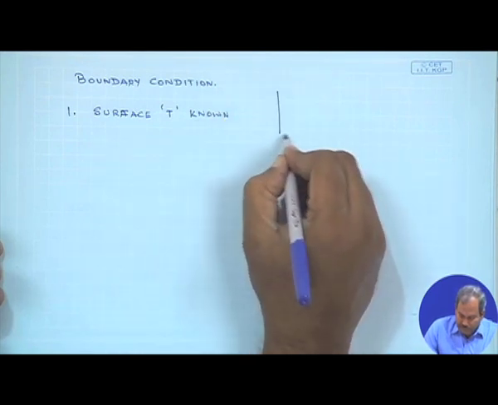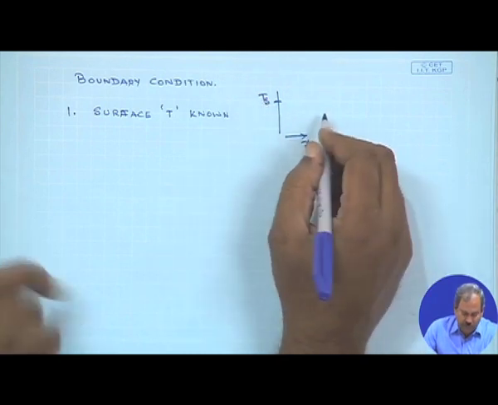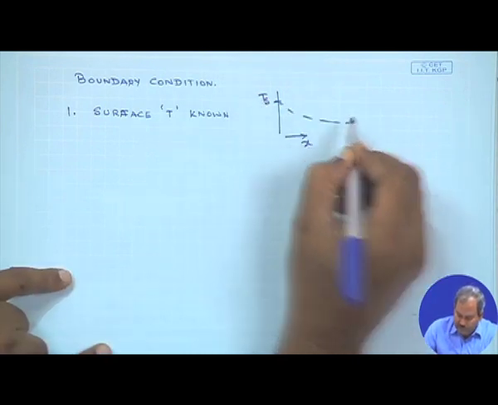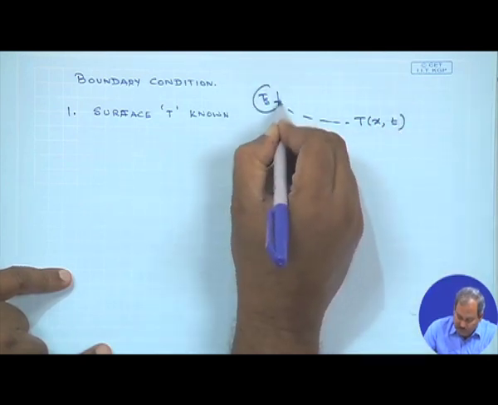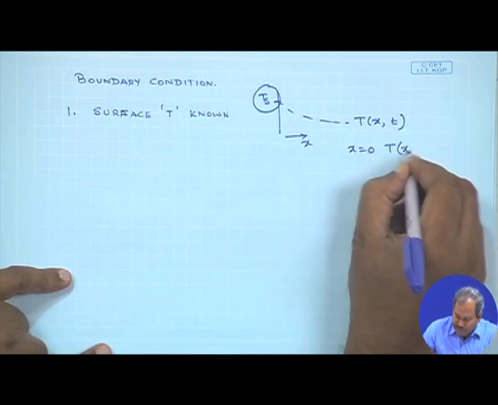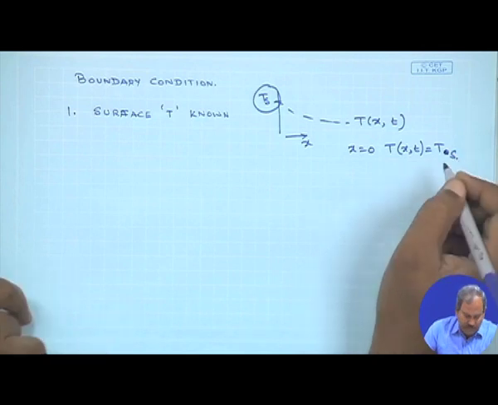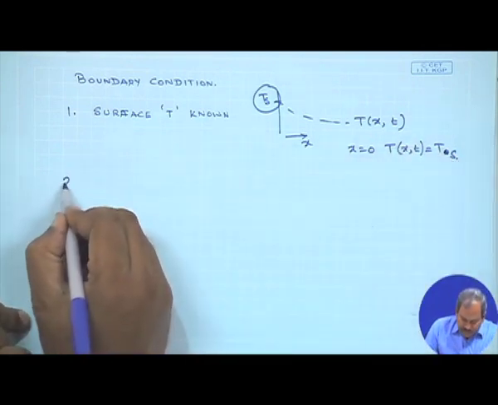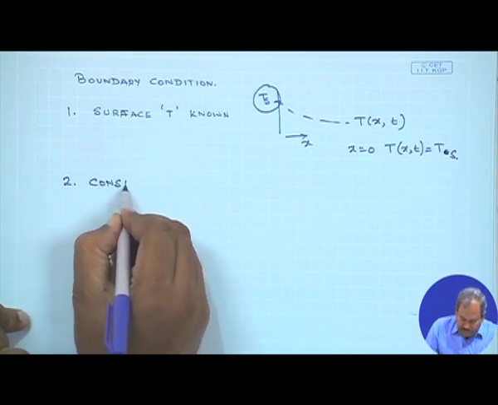So, let us say this is the x direction and this surface temperature Ts is known, and over here the temperature may vary as a function of x and t, but we know that at x equal to 0, T(x, t) is simply equal to Ts, which is a constant. The second point can be a constant surface heat flux.